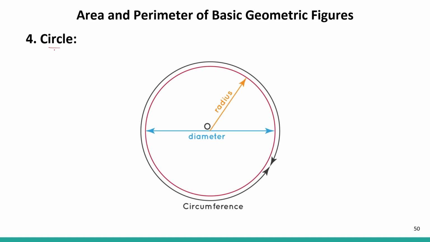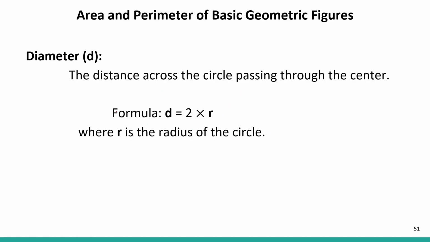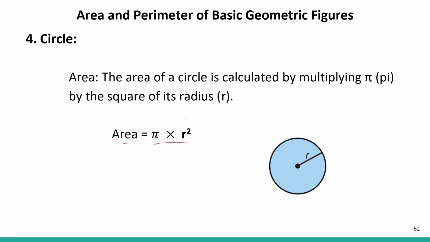Okay, so what is a circle? You already know what a circle is and what the radius of a circle is. This is the radius, and this black demarcated length is called the circumference. This blue line is called the diameter of the circle, and O, this point, is called the center of the circle. The diameter is 2 into R, the distance across the circle passing through the center, where R is the radius of the circle. The area is pi R square. Given the radius of the circle, you can evaluate its area, that is pi R square.